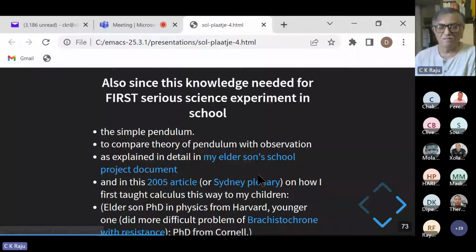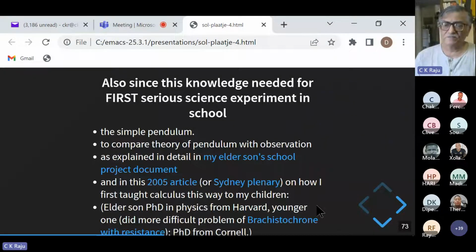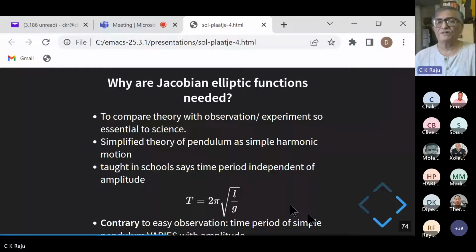So both the sons have PhDs in physics. But the point is, the brachistochrone with resistance, which is a problem he did in school, is not even solved at the research level. There's no accepted solution. So anyway, why are Jacobian elliptic functions needed? They are easy to describe.